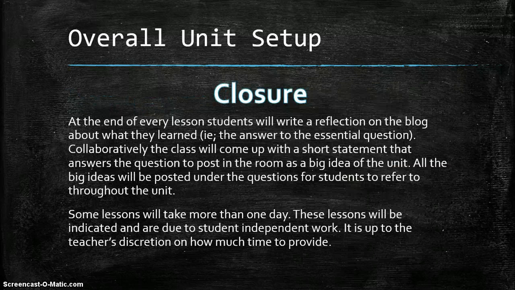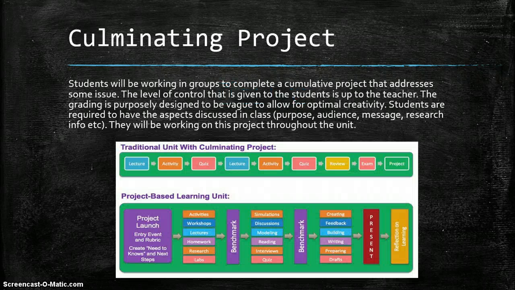At the end of every lesson, students are going to write a reflection on their blog, and then collaboratively the class is going to come up with a short statement or big idea to post around the room so that all 7 big ideas will be posted by the end of the unit. Some lessons are going to take more than one day, but it's up to the teacher to figure out how much time to provide for independent work. Students are also going to have a culminating project that addresses aspects discussed in class, and it's going to be addressing some issue, but the level of control for grading and creativity and interest is up to the teacher.